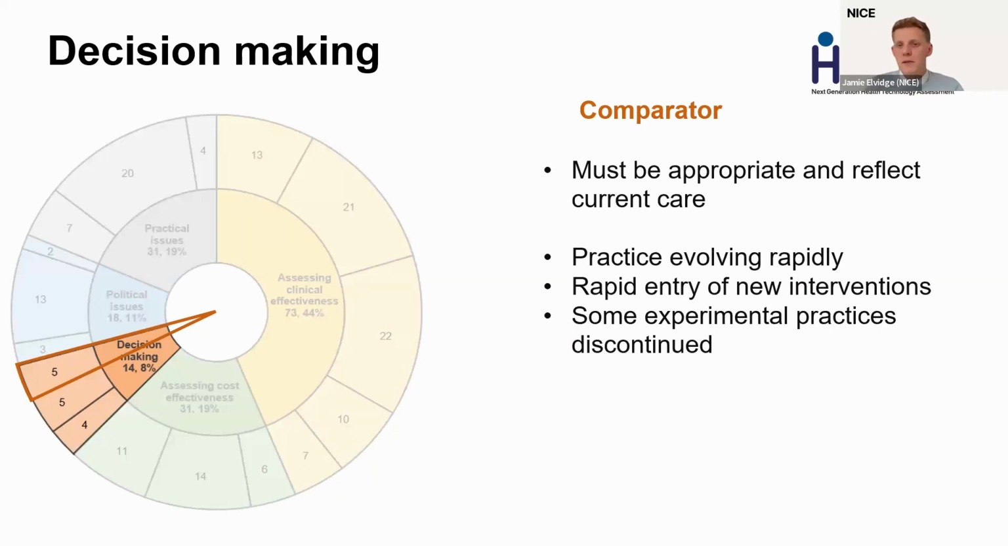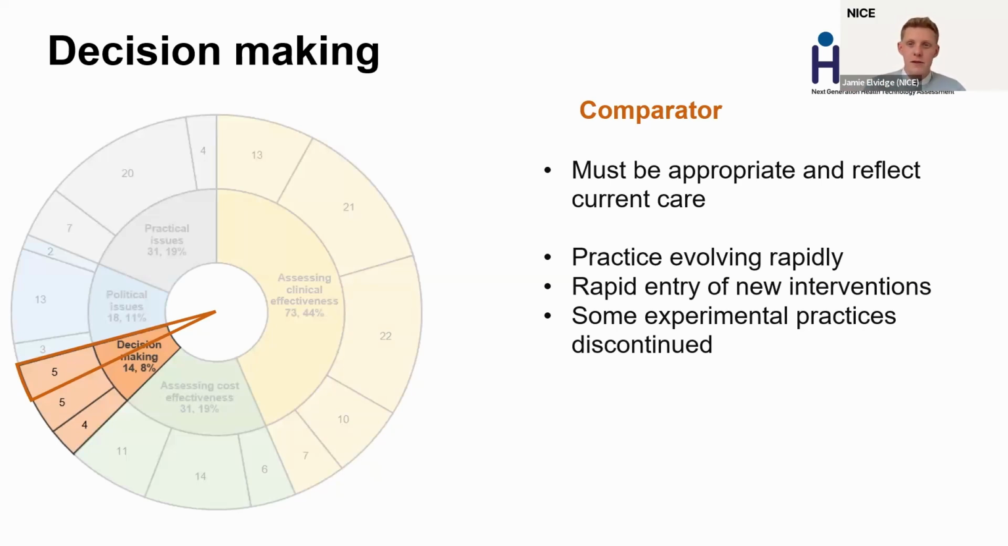Now that was difficult because I've mentioned before now that practice was evolving really quickly, particularly in the early couple of years of the pandemic. So current care was changing a lot. And so at any given time, we could conduct an assessment and current care is out of date by the time we publish our findings. Partly that was because of a rapid entry of new interventions.